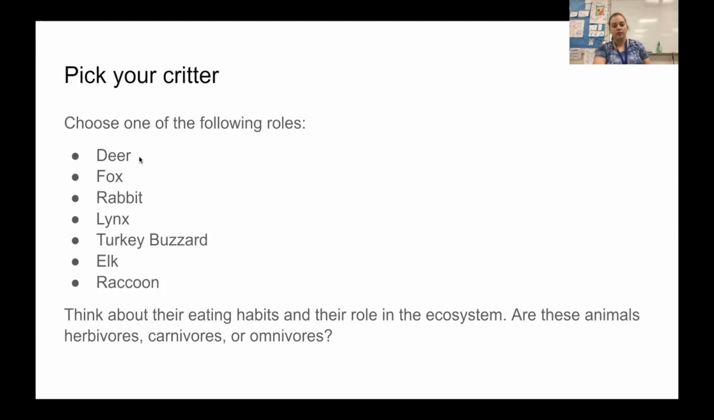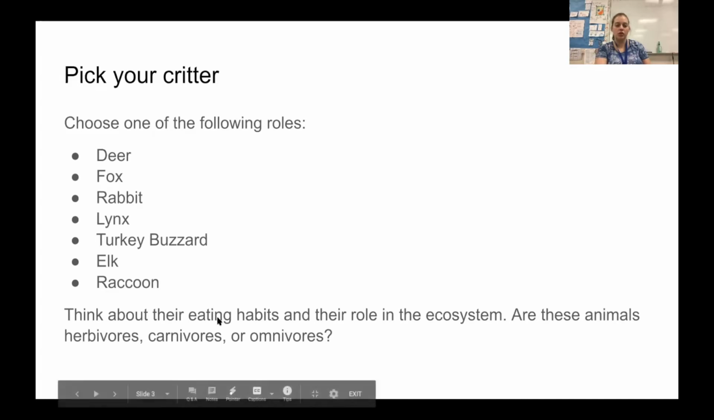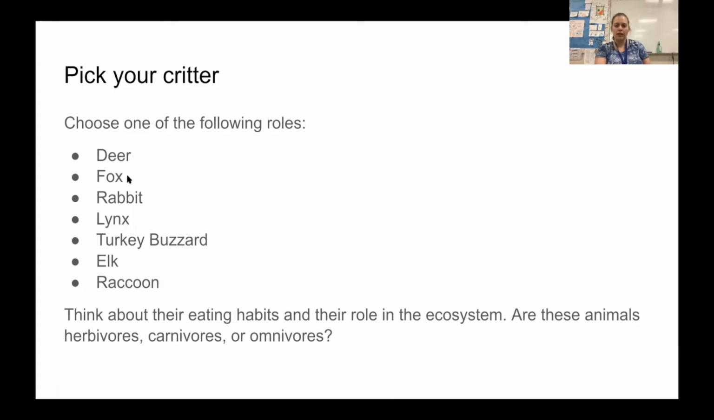The deer eats only plants. So what would you call it? An herbivore, carnivore, or omnivore? Hopefully you're thinking that it's an herbivore. A fox, many of you probably think of a fox as a carnivore, but they will eat berries and things. So a fox would be an omnivore.